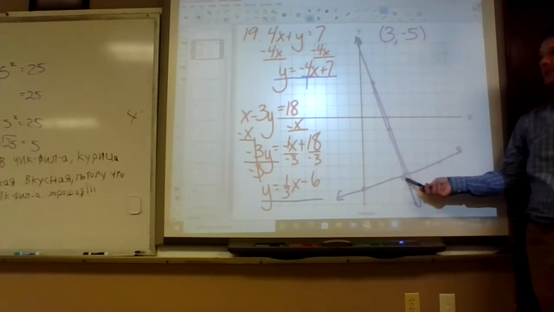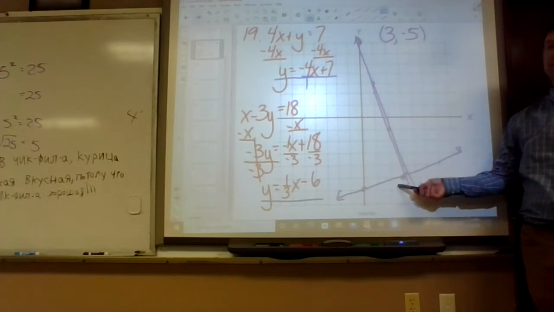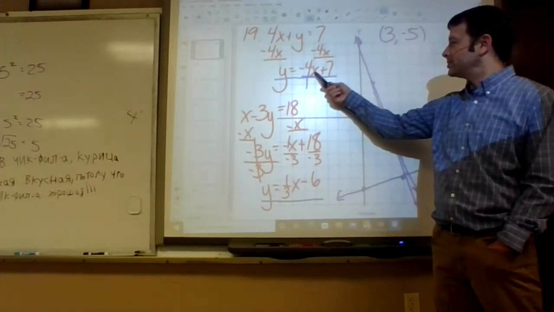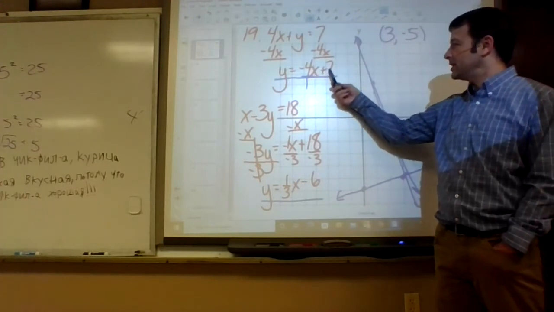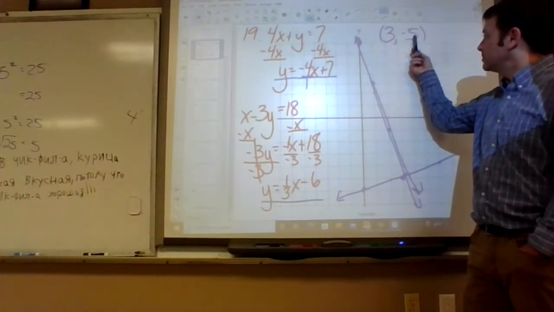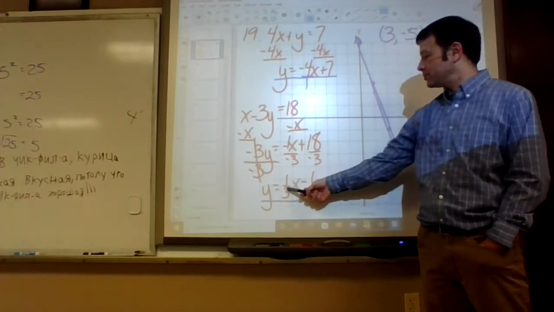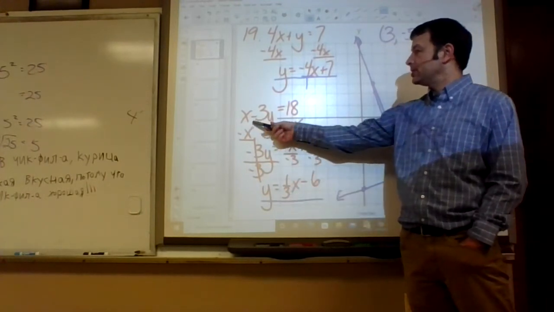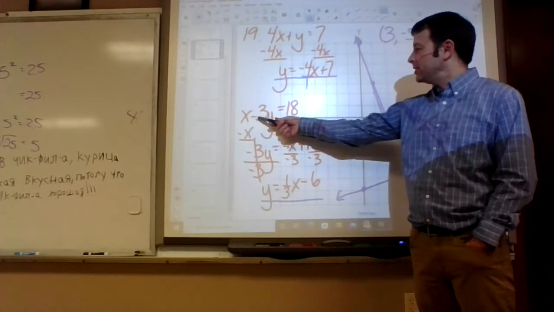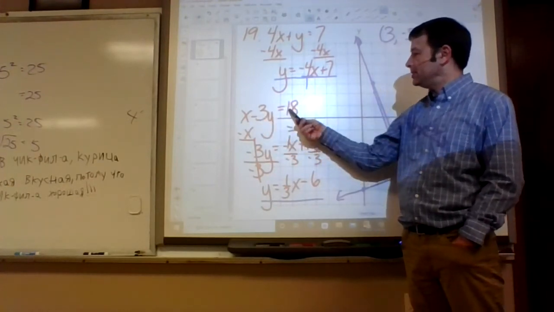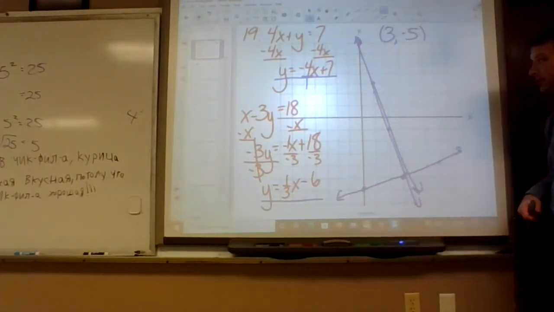But how could I tell, make sure that's right? Plug it in. So if I put 3 right here, that'd be -4 times 3 is -12, plus 7 equals -5. Or if I put it in here, 3 minus 3 times -5, -3 times -5 is 15, plus 3 is 18, so that works. Okay, so it is 3, -5.